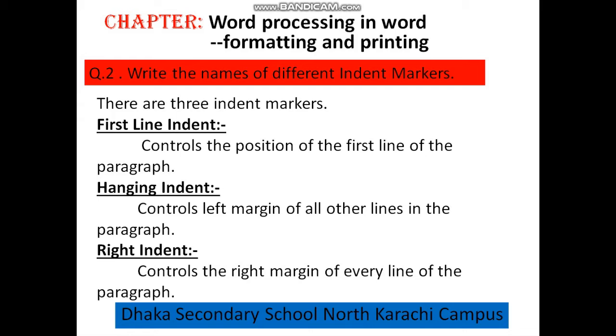Hanging indent controls the left margin of all other lines in the paragraph. Right indent controls the right margin of every line of the paragraph.